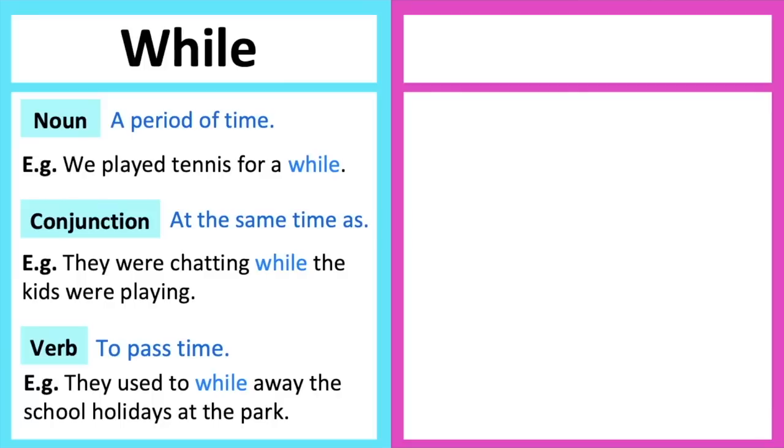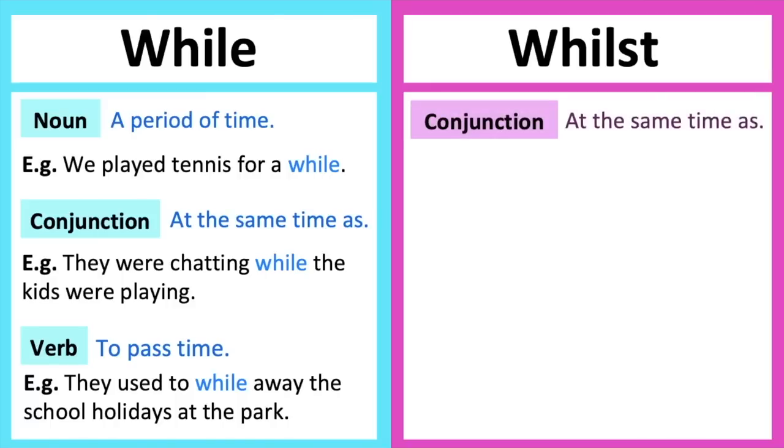Whilst. Whilst is only used as a conjunction or an adverb. It means at the same time as or during that time. Again, this is similar to the adverb meaning during which. Essentially, this is the same as using while as a conjunction or an adverb. Therefore, both words can be used interchangeably.